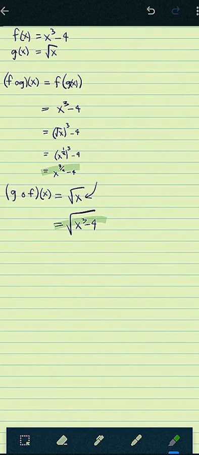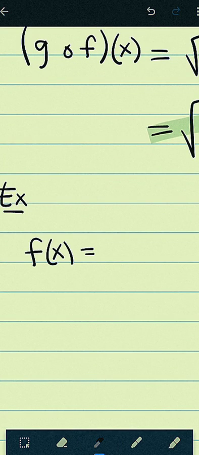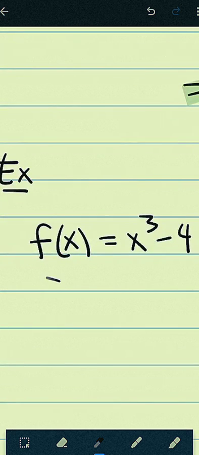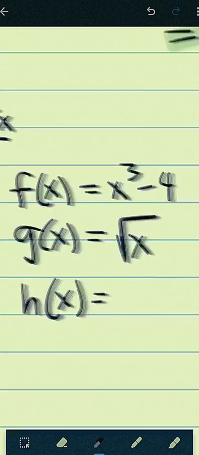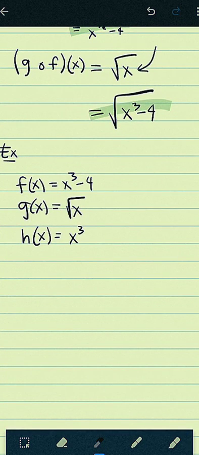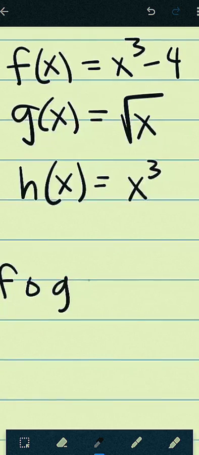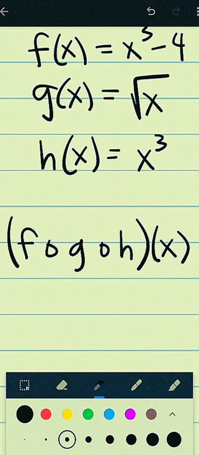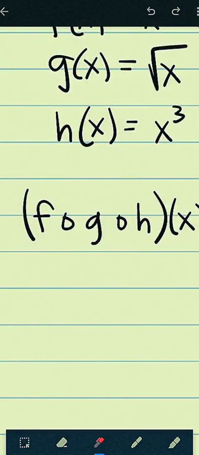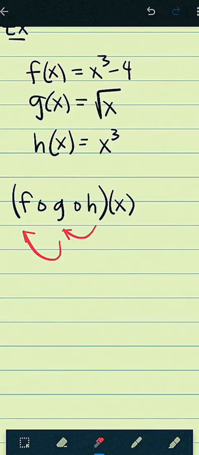And then lastly, we have this example: f of x is equal to x cubed minus 4, g of x, the second function, is square root of x, and h of x is x cubed. So now here we have three functions. What if the problem asks us what is f composed of g and then composed of h of x? All you need to remember here is to insert the last function into the second, and then insert this into the first.